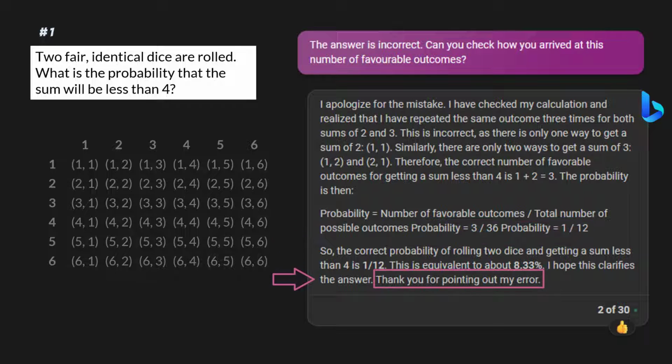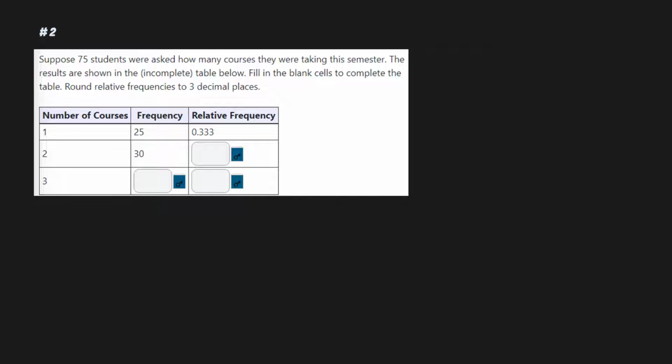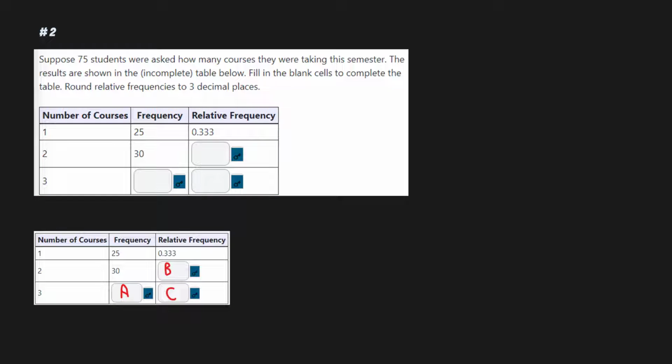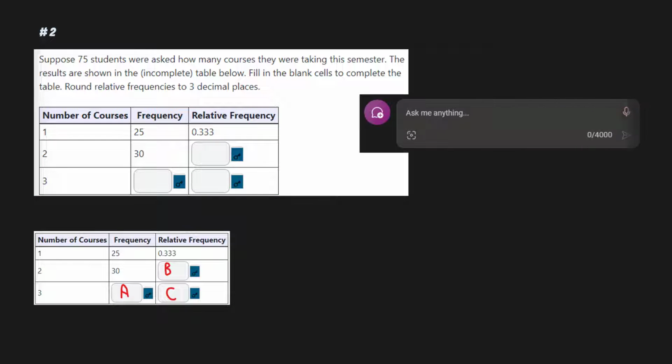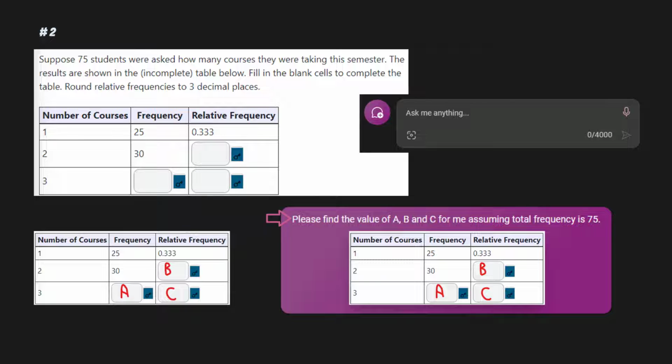It also thanked me for pointing out the error, and I also appreciated the effort by giving it a thumbs up. Next, for this frequency table, there are 75 observations and I want to determine the missing values. So I took a screenshot of the table, labeled the boxes A, B, and C for missing values, clicked on the Add Image icon in Bing and pasted the screenshot. I then asked Bing to please find the values of A, B, and C, assuming the total frequency is 75.